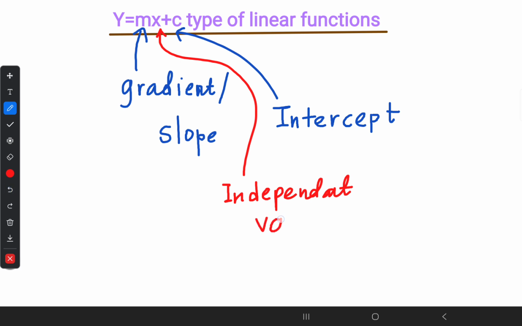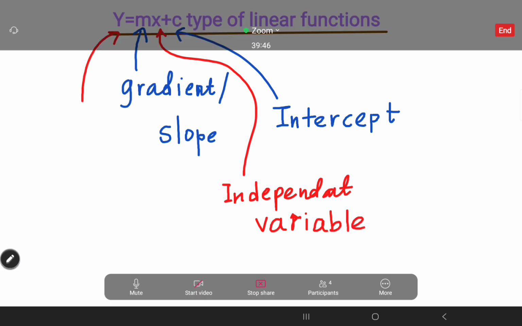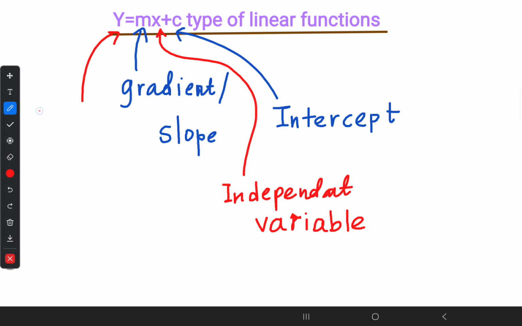Or else we can use discrete variables. That means x is a single value, not a series of values. X is a single value, independent variable. With respect to the change of x, y is changing. So y is called as dependent variable.